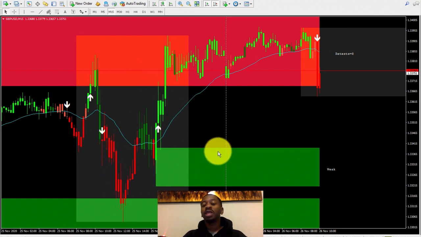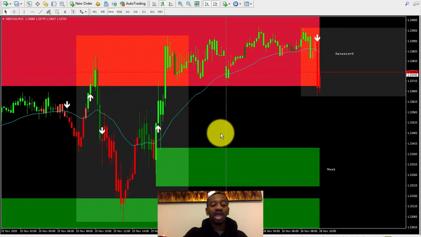And then last but not least, you see the arrows. Multiple arrows. Now, the arrows all signify one of three strategies. I have three strategies that I use in my overall strategy. The first strategy is a confirmed trend change. So when the trend has confirmed a change, you get an arrow.